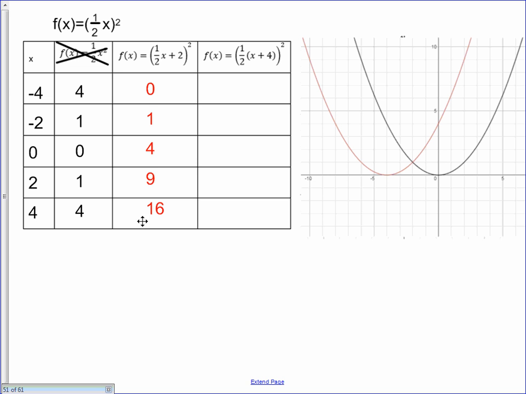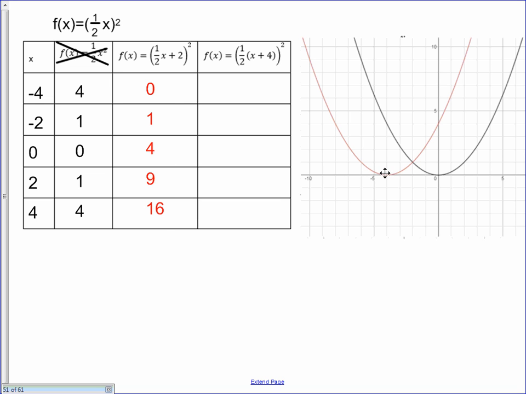Okay, there's my point. So I plugged in -4 into this function. So it was 1/2 times -4, which is -2, and then +2, which is 0, and 0 squared gave me 0. That's how I got that output. I'll go through one more together with you. Plugged in -2 here because that's the x value. 1/2 times -2 is -1, +2, +1. Square it. That's how I got 1. And I did that to get all of these output values.